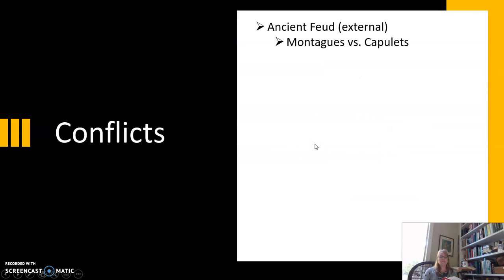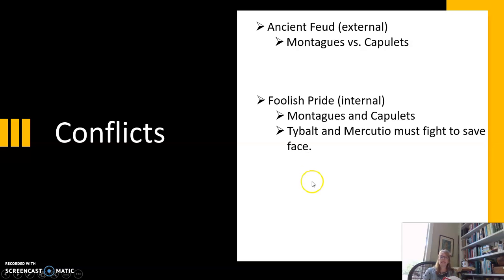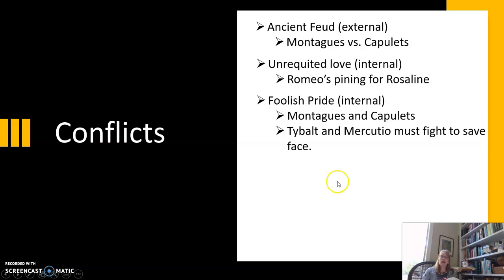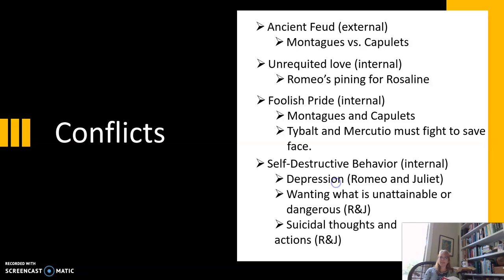All right, then we have some important conflicts connected to those characters. There is, of course, this ancient feud, which is an external conflict between the Montagues and the Capulets. There is foolish pride, an internal conflict between the Montagues and the Capulets, Tybalt and Mercutio, for example, who must fight to save face. There is unrequited love, an internal conflict on the part of Romeo, for example, when he's pining for Rosaline, who won't love him back because she's sworn to live chaste.